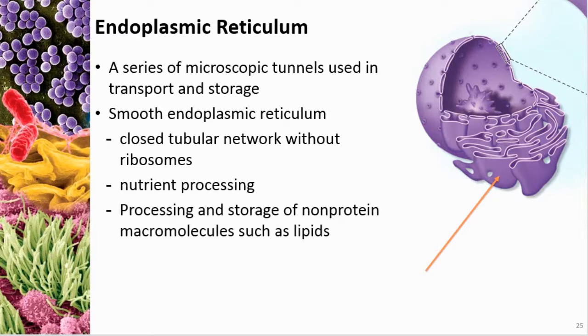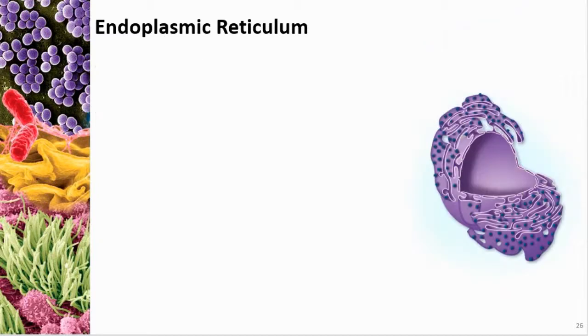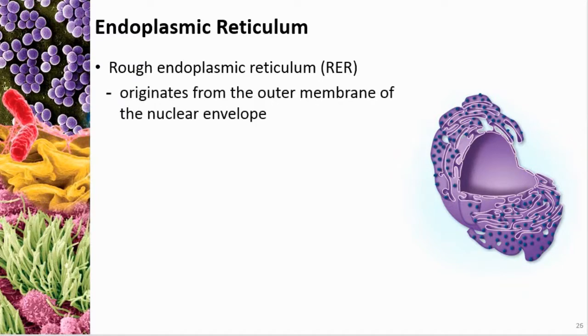We use it for nutrient processing, such as non-protein molecules like lipids. So we package and transport lipids throughout this smooth ER. Rough ER, now that's a good picture there, has ribosomes on the surface. And so when you look at these things under a microscope, these look rough. That's why they call it that.